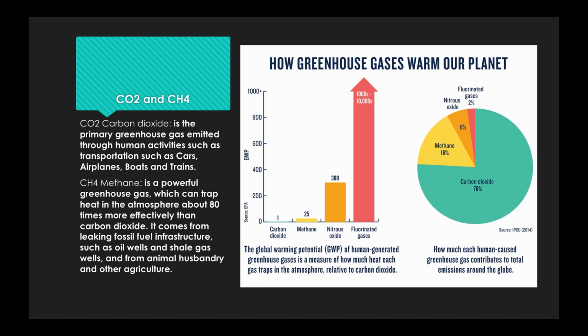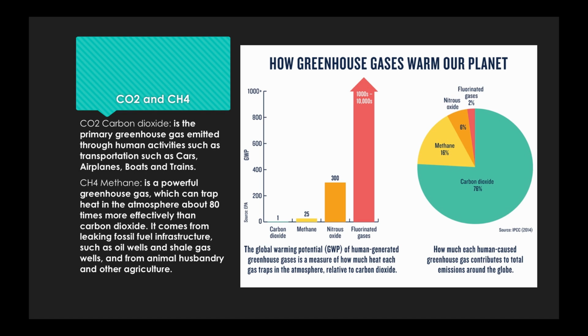CO2, carbon dioxide, is the primary greenhouse gas emitted through human activities such as transportation, as car travel, airplanes, boats, and trains. This one accounts for 76% of all greenhouse gases that warm our planet. The second, CH4 or methane, is a powerful greenhouse gas which can trap heat in the atmosphere about 80 times more effectively than carbon dioxide.